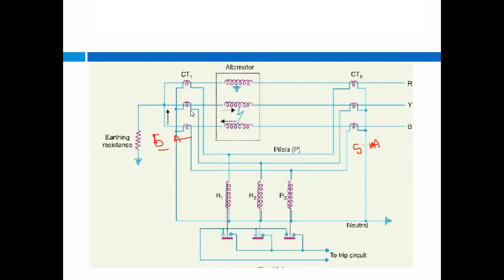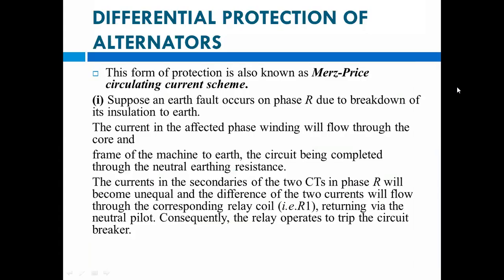Now we'll see in detail the earth fault and the phase to phase fault. Suppose a fault has occurred due to breakdown of insulation to earth. The current in the affected phase winding will flow through the core and the frame of the machine to earth, and the circuit is completed through the neutral earthing resistance. Now, how will the current actually flow? That is given here.